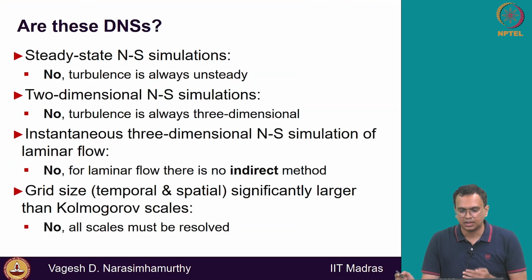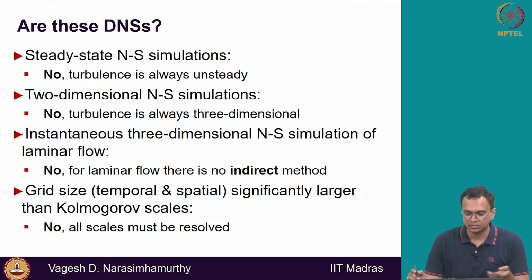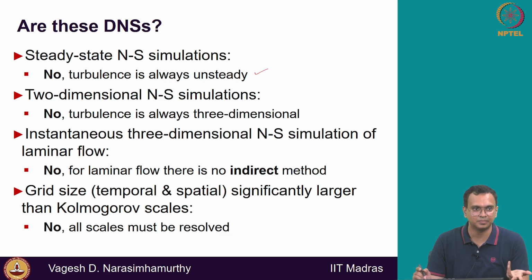Now other questions that we can ask: are these direct numerical simulations? For example, can we call steady state Navier-Stokes simulations DNS? No, because turbulence is always unsteady, right? You cannot drop the unsteady term in the Navier-Stokes equations, simulate, and say this is DNS. It's not. And two-dimensional Navier-Stokes simulations mean you have dropped one direction, not a term, a direction. What happens when you drop one direction in a turbulent flow calculation? Redistribution rate. Have you forgotten about it? Right? All three directions are important, right?